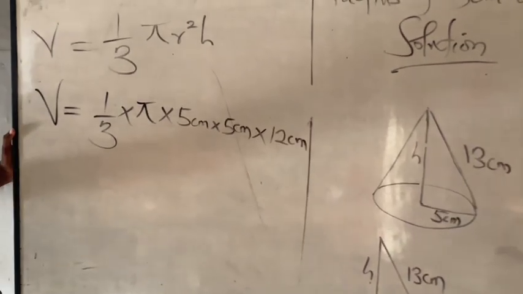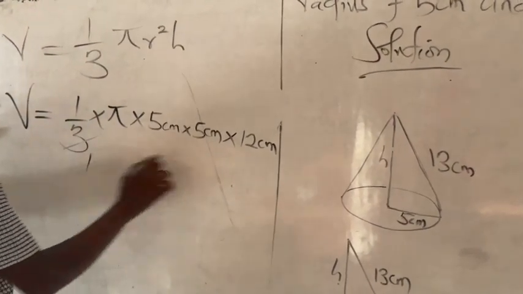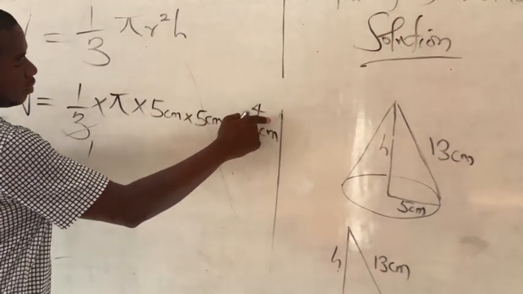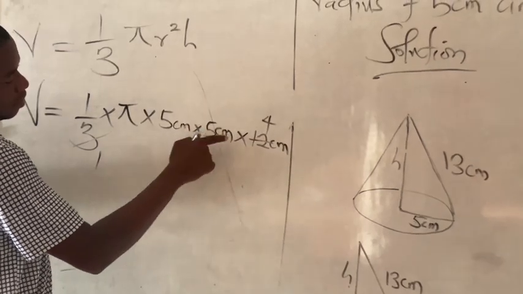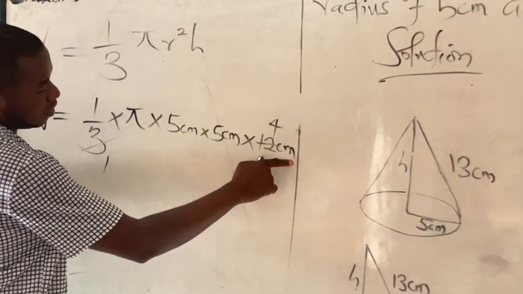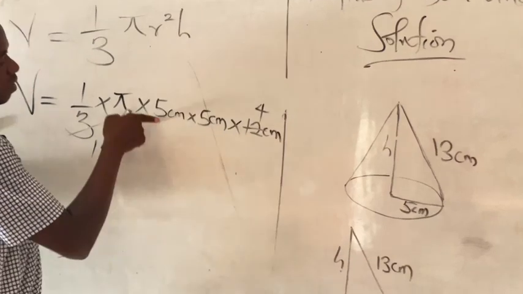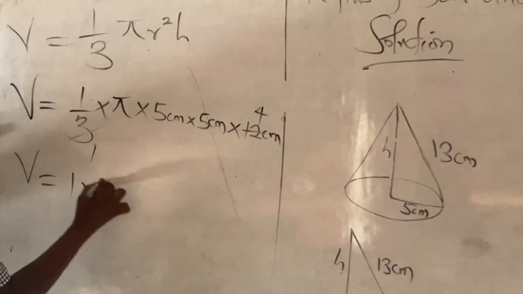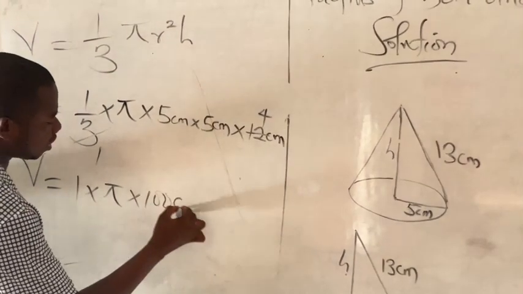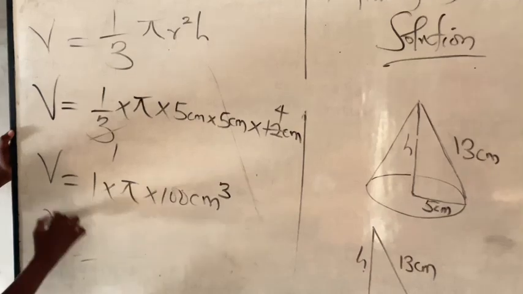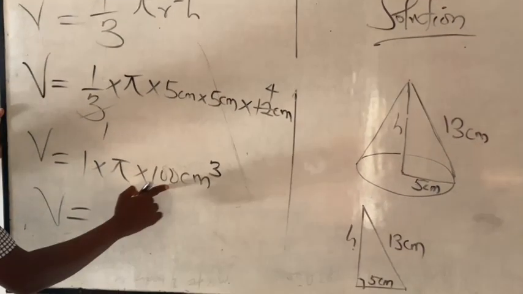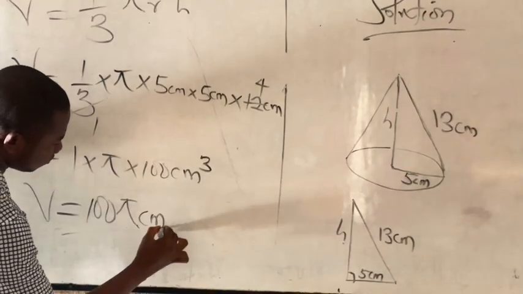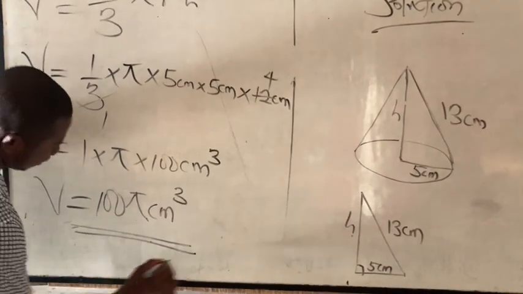So at the end of the day, I'm going to have 3 going into 12, that is 4. 5 times 5 is 25. 25 times 4 is 100. Centimeter times centimeter is centimeter squared, times centimeter is centimeter cube. So the whole of this becomes 100 centimeter cube. Our volume therefore becomes 1 times pi times 100 centimeter cube, which gives 100 pi centimeter cube. That is the answer.